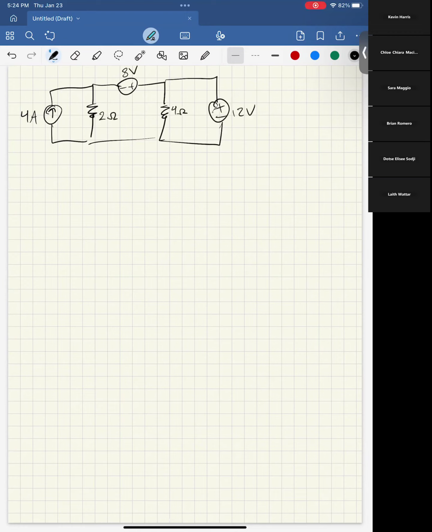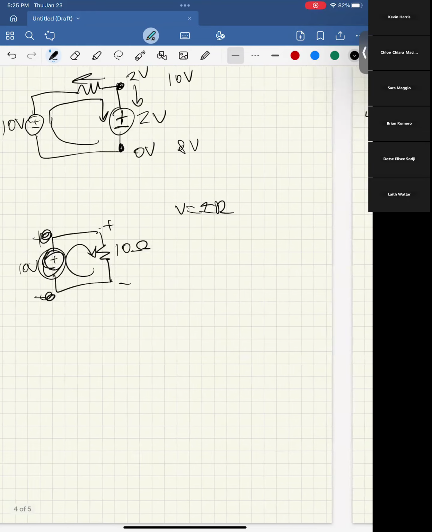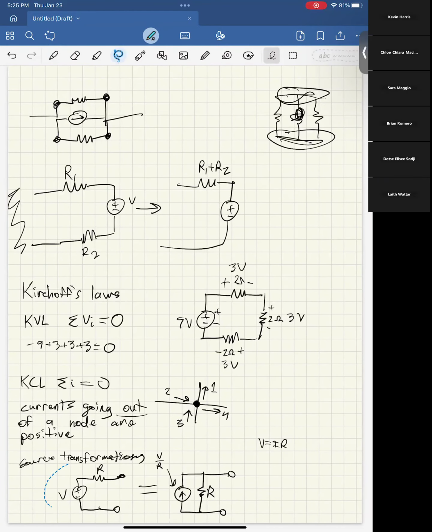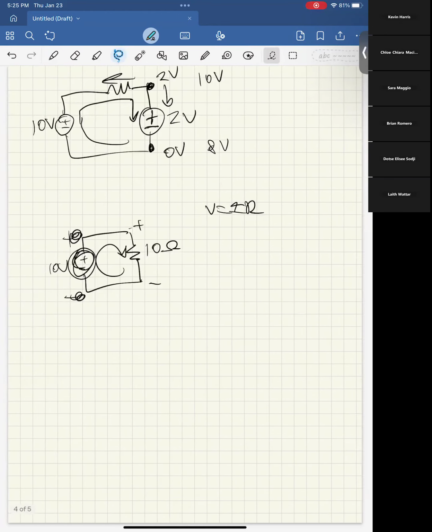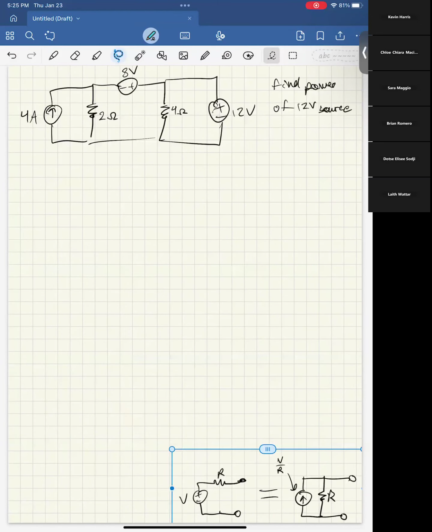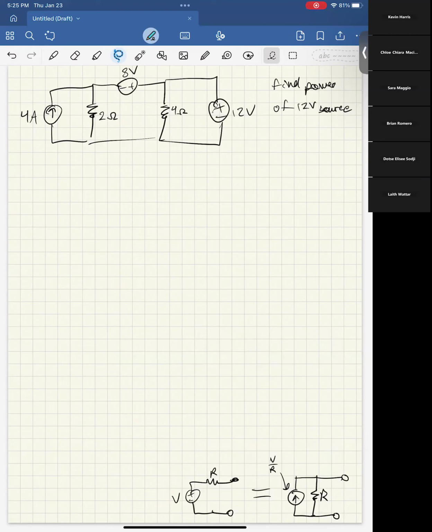Okay, so source transformations. The question says to use source transformations to find the power of the 12-volt source. If you remember, we'll copy this over. You can turn a voltage source in series with a resistor into a current source in parallel with a resistor, or vice versa. So here, we have to see what kind of structures like those already exist.